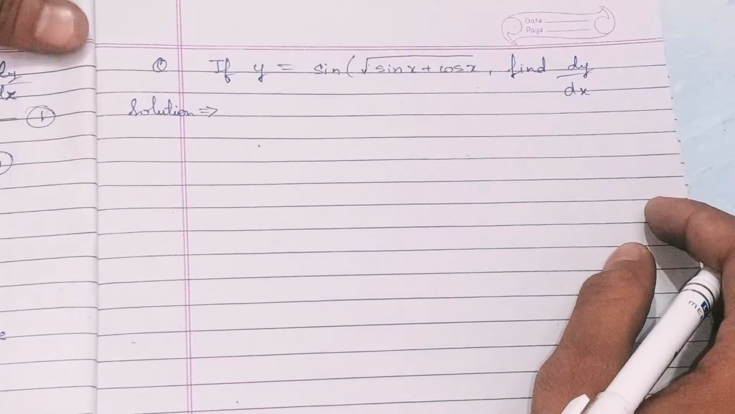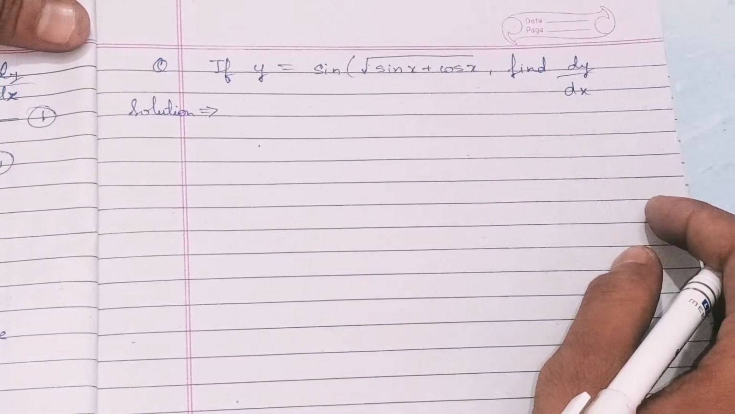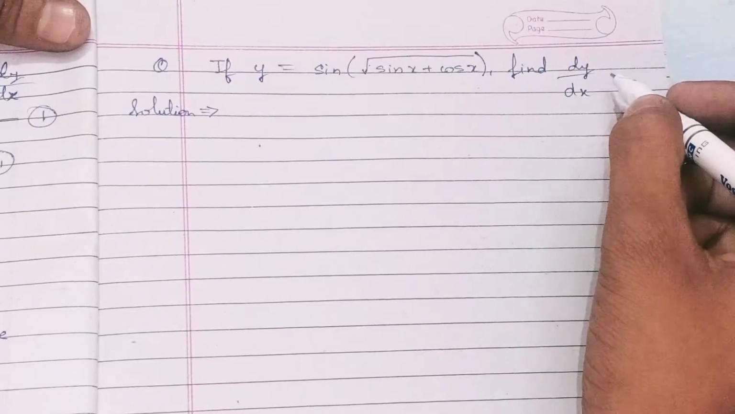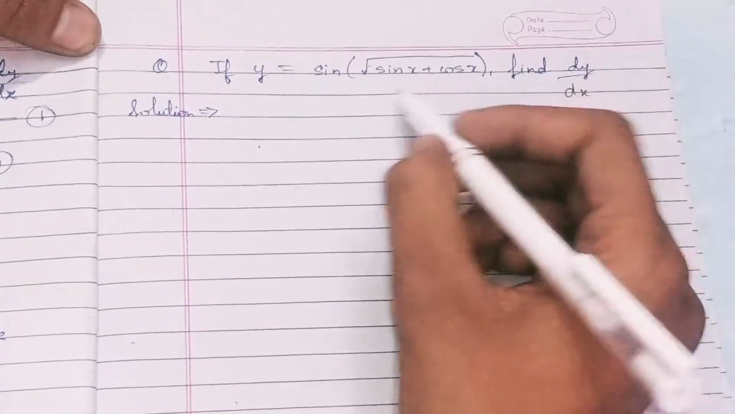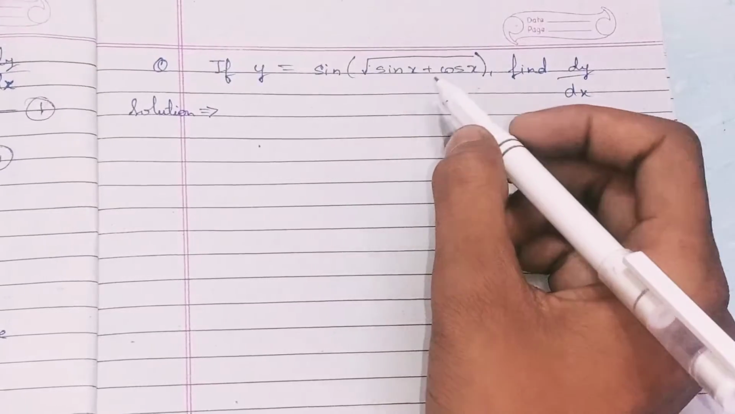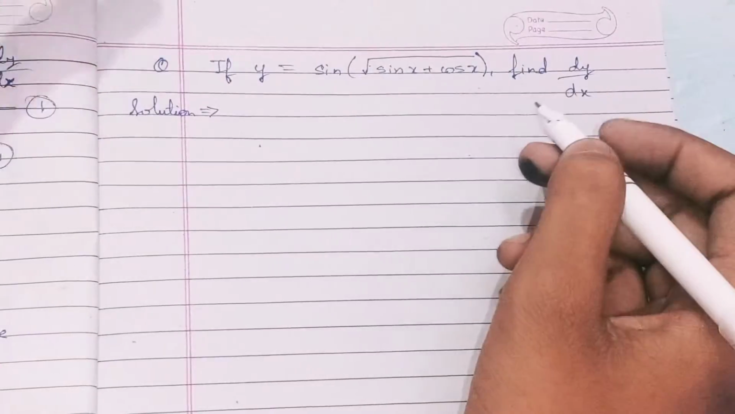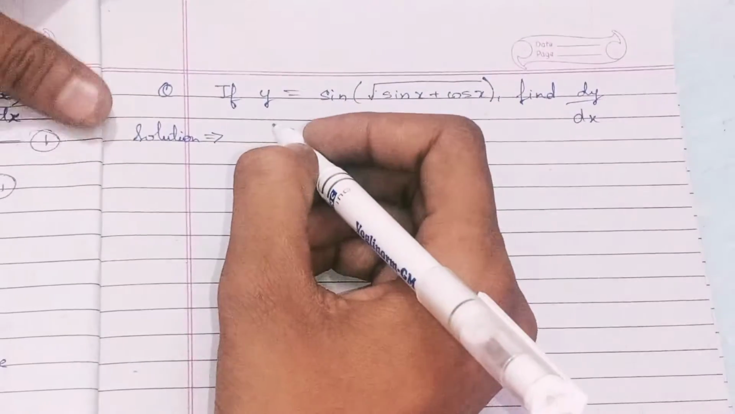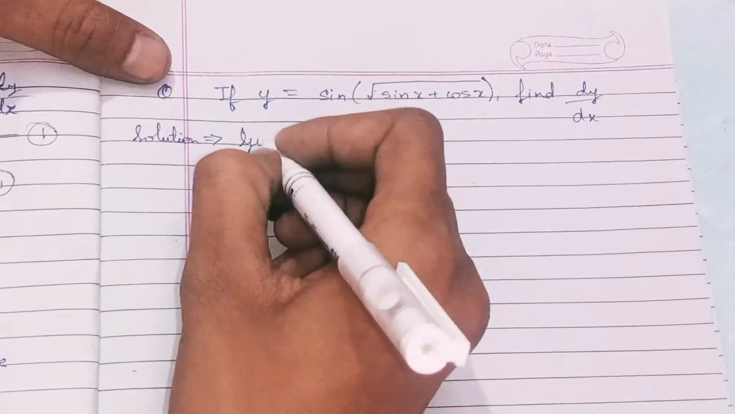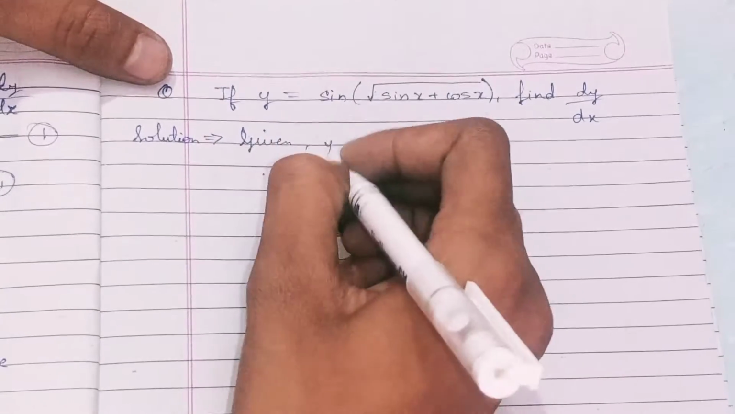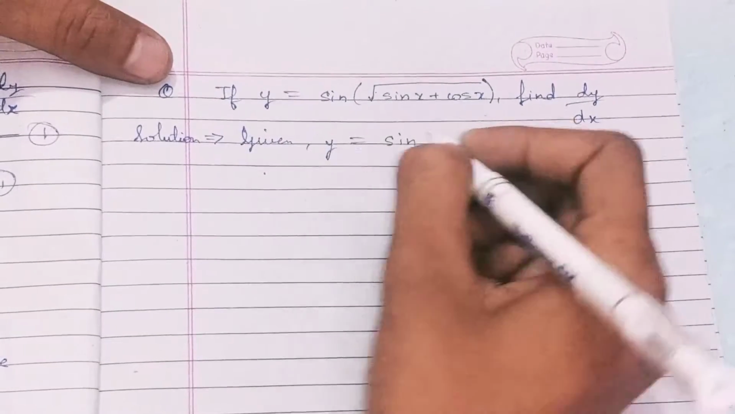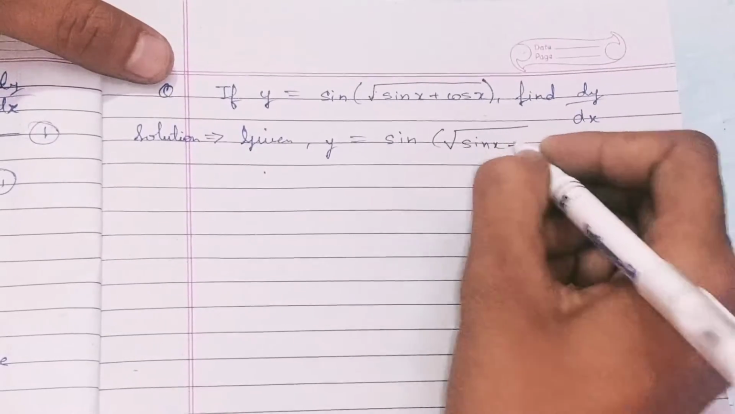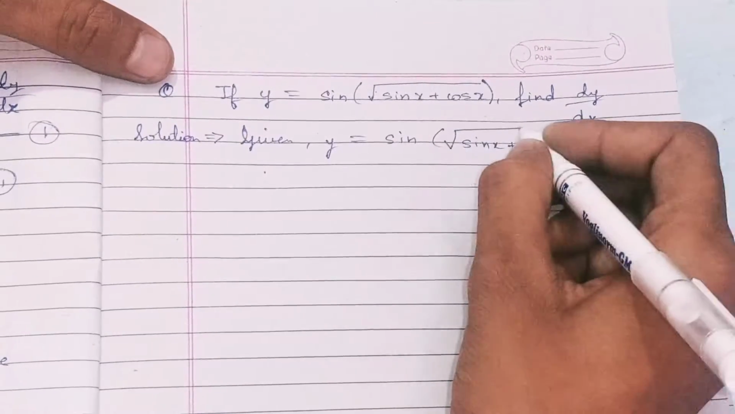Here we have a question. If y is equal to sine root under sine x plus cos x, find dy upon dx. Means we have to differentiate sine of root under sine x plus cos x with respect to x. So in order to solve it, we will write what we have been given. So here we have been given y is equal to sine root under sine x plus cos x.